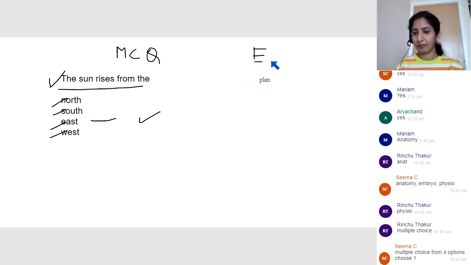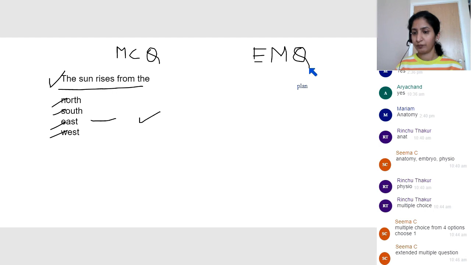So can anybody tell me the full form of EMQ? Yes, it is extended multiple questions. A lot of students get confused on extended multiple questions. Now, how does this happen? Extended multiple questions means they choose a topic.